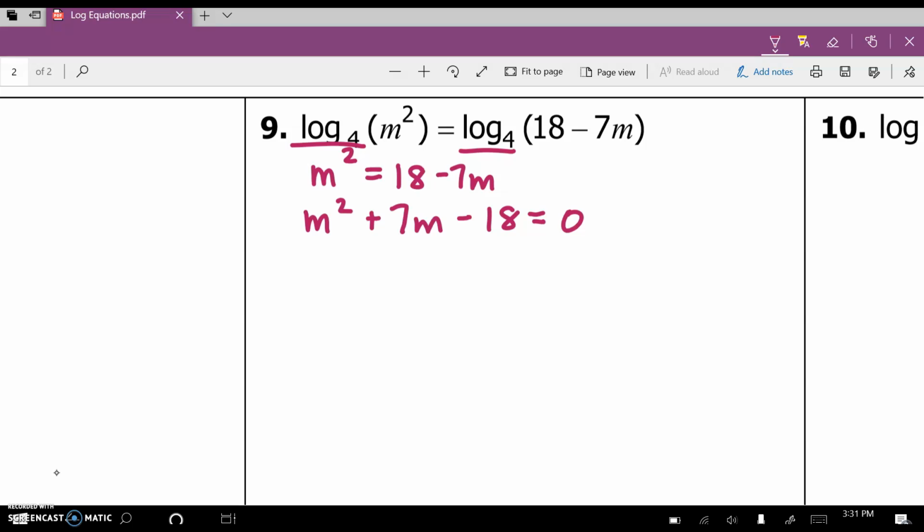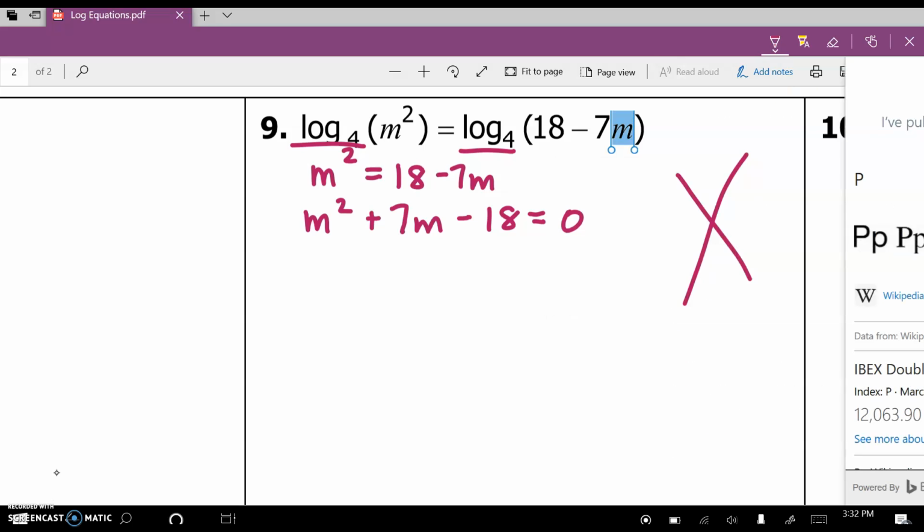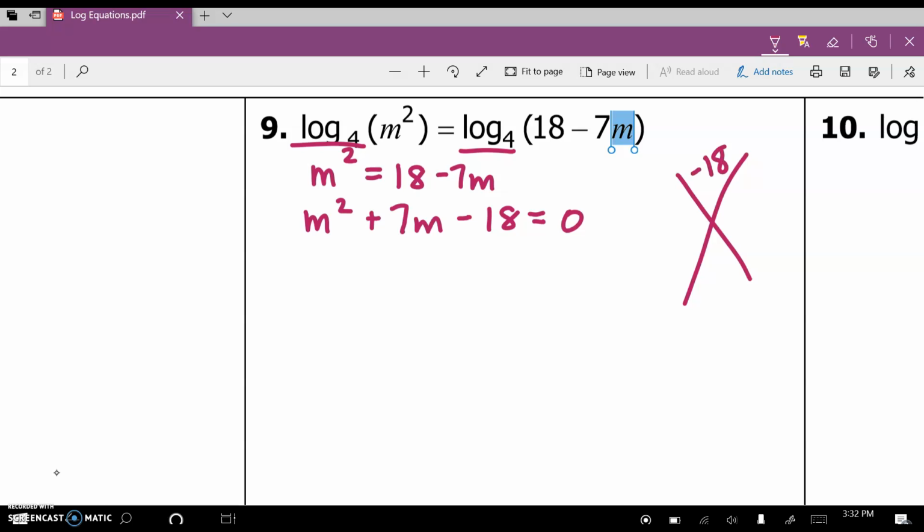A, which is the term out in front, is 1, so that means I can just draw my x. I'm going to think of something that would multiply to negative 18 that would add to 7. Okay, and that's going to be 9 and negative 2. So then I would say m plus 9 and m minus 2.